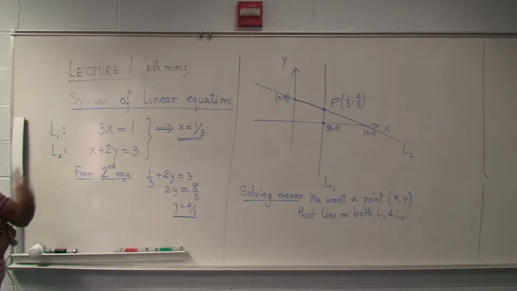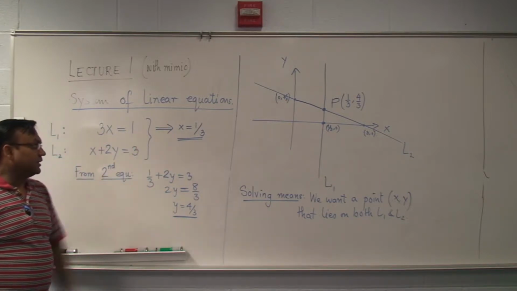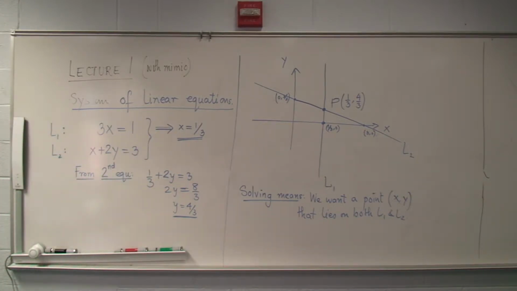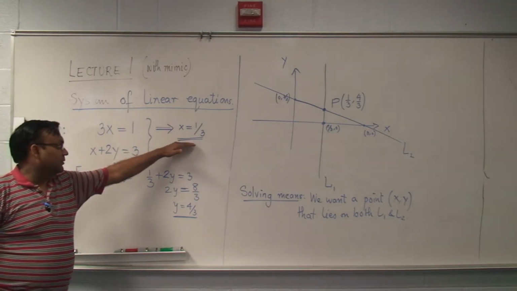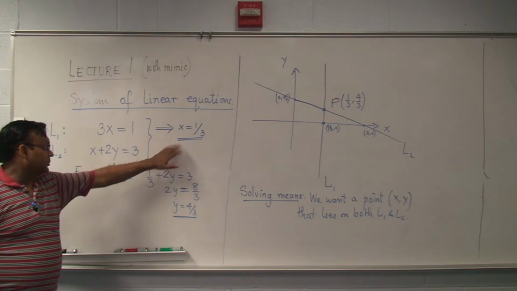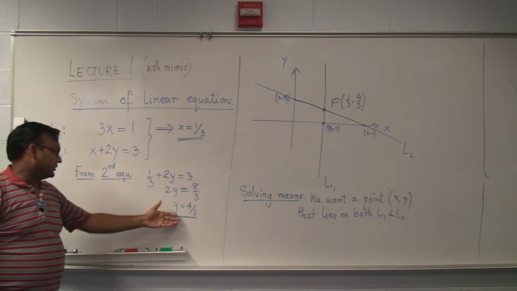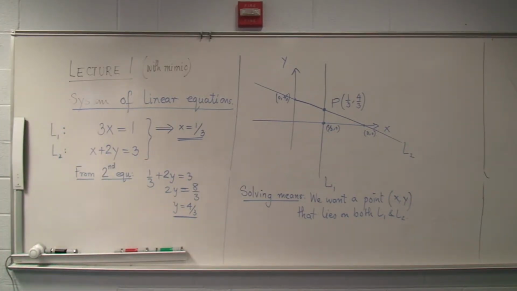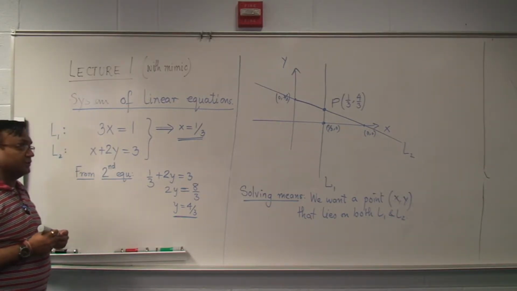Now, of course, we can feel happy that we have found a solution, but we should also at the same time ask ourselves, from geometry it seems that these two lines will intersect at only one point. Can such a thing be guaranteed from the algebra also? Well, if you look at the algebra, we knew that x is going to be 1/3, otherwise the first equation is not satisfied. And the moment you fix x to be 1/3, the value of y turns out to be a unique value, 4/3. So algebra also substantiates the fact that you are going to only have one solution.